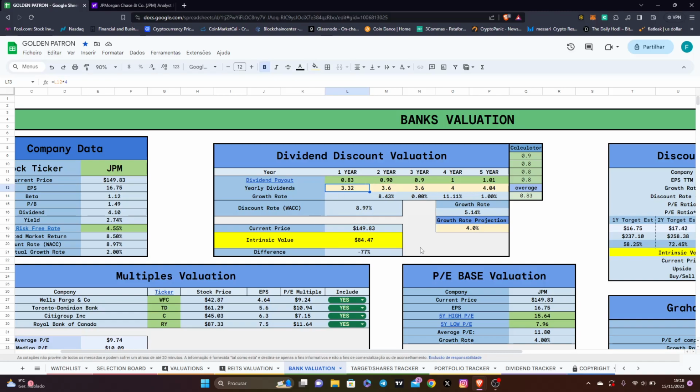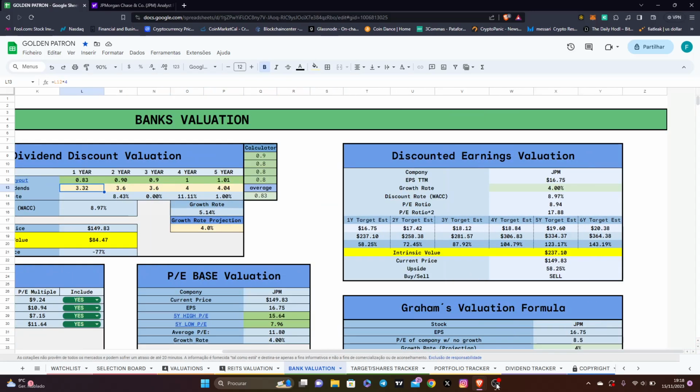With this, it's going to give us an intrinsic value of $84. So according to the dividend discount valuation, JP Morgan is currently very overvalued, but we need to do more metrics to get a better perspective of the intrinsic value of this company.